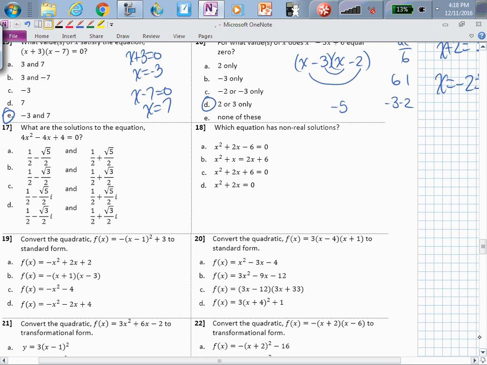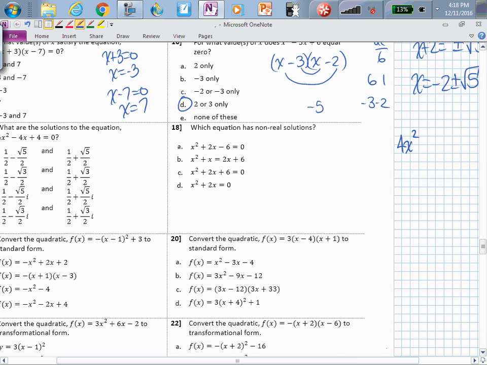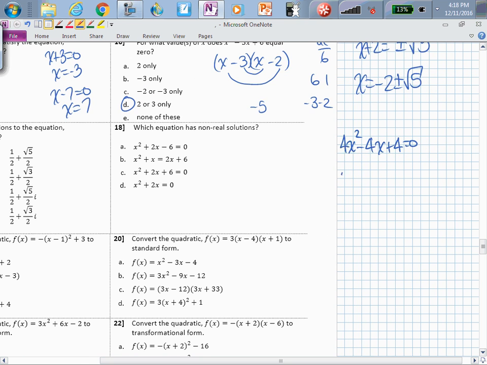Solutions to this equation here, 4x squared minus 4x plus 4. We put this over here. Now, there's a couple of ways you could do this. You could complete the square on this. You could do the quadratic formula. I'm actually going to divide everything out by 4 and then do the quadratic formula.